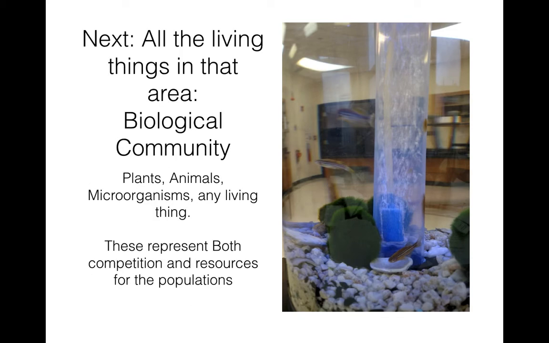The next thing we would do is look at all the living things in the tank or in the system. Here we have plants, we have some moss growing on the sides, algae, that's the word I'm looking for. So we look at plants, animals, and things we can't see without a microscope, microorganisms. Anything that's alive in this tank is going to be part of that biological community.